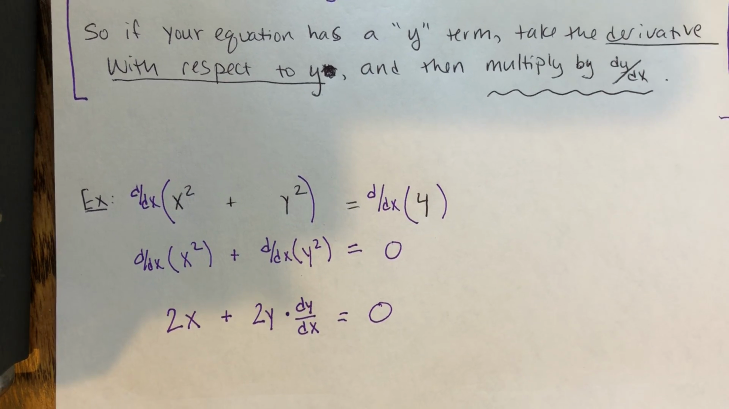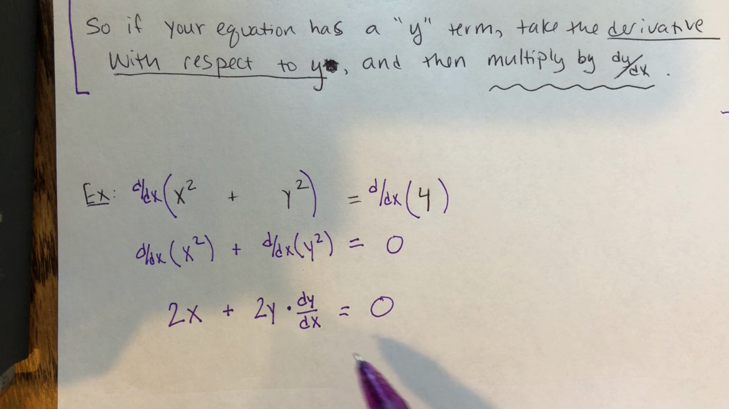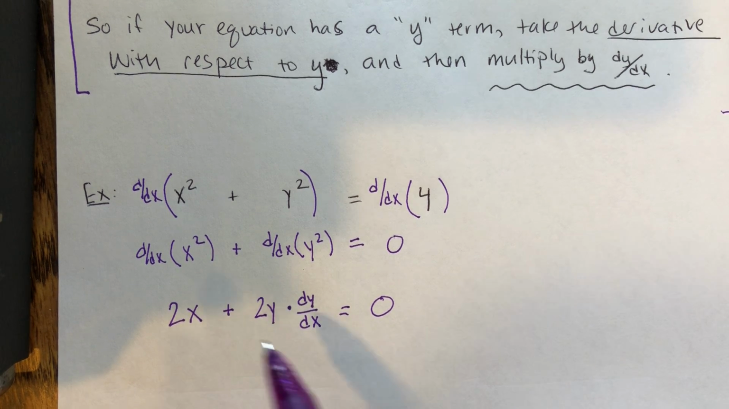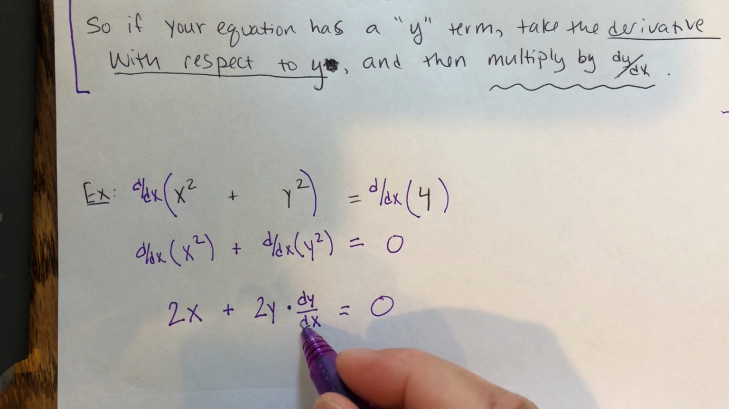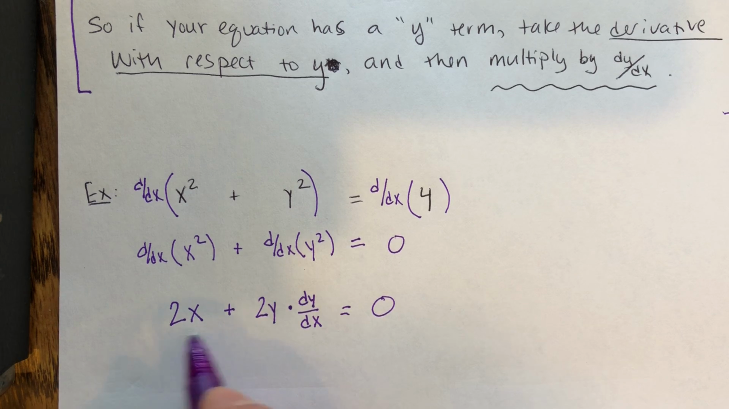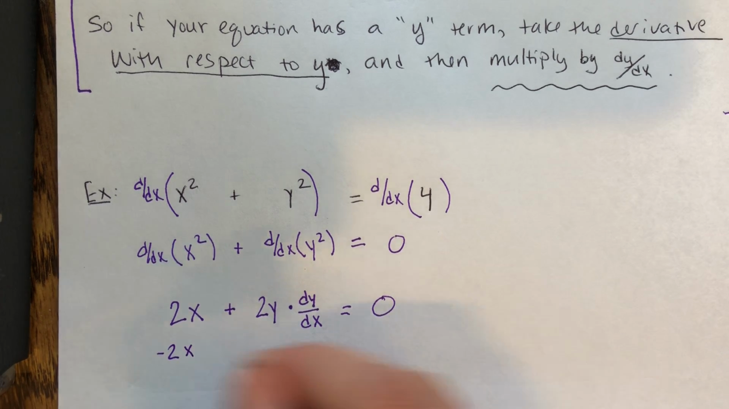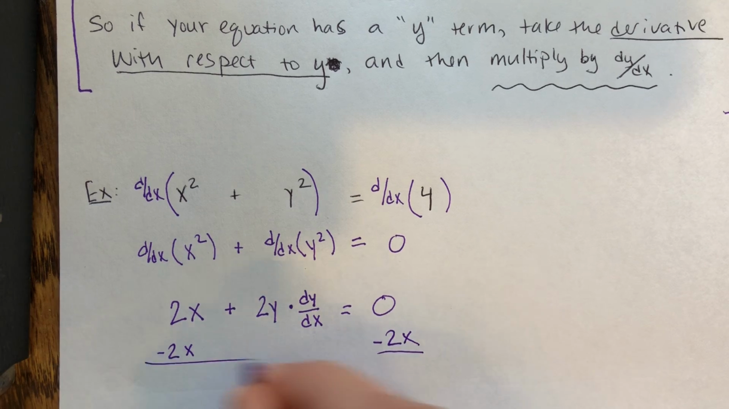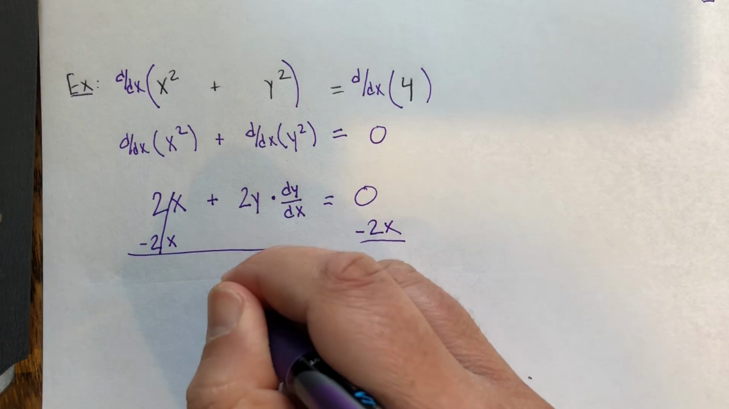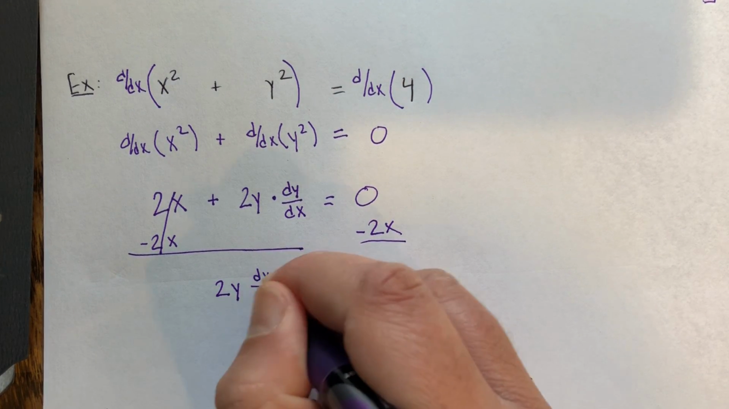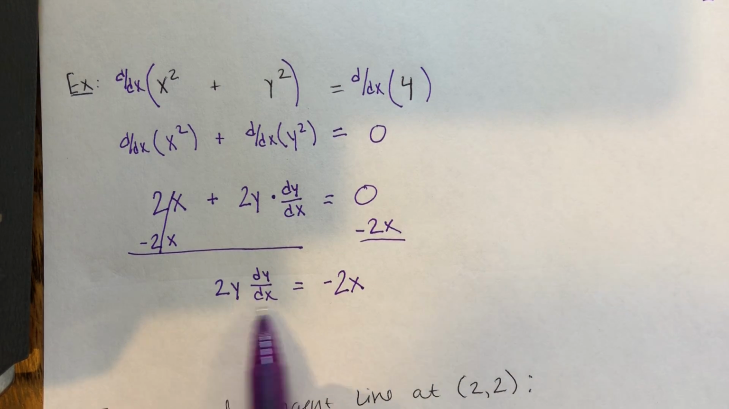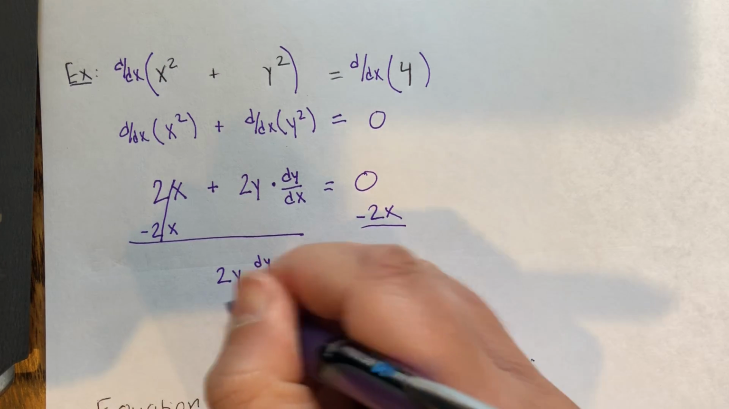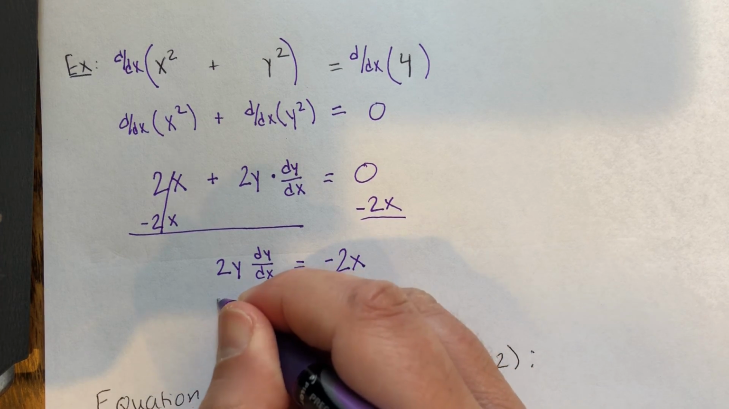Now we're almost done because all we really need to do here, if we want to try to find the slope of the tangent line for this particular curve, is we solve for dy/dx, right? We solve for y prime, we solve for the derivative. So to do that, we have to move our other term to the other side of the equation. So subtract 2x on both sides to get rid of it over here. And so we have 2y dy/dx is equal to negative 2x. And finally, to get dy/dx by itself, we would just divide both sides by 2y to get rid of that 2y.